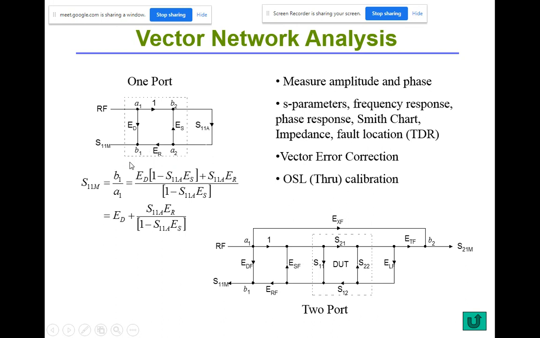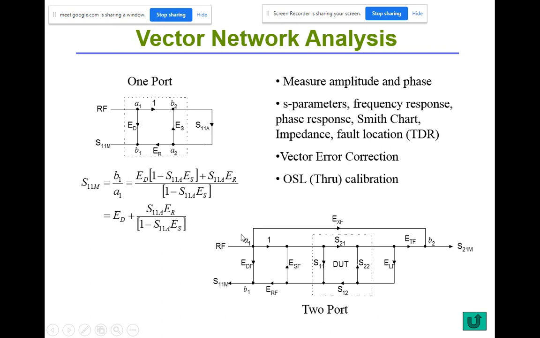First we need to do a calibration to find the values of ED, ES, and ER. That process is called vector error correction, or calibration. One method of calibration is called open short load through calibration. For a one port measurement, you only need to do open short load calibration.